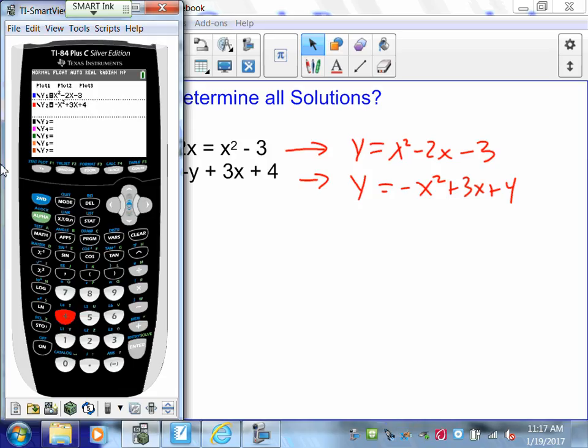Yeah? Hit graph. And too close. So how do I get out of that? Zoom 6. Wait till it's done graphing. Still going. All right. So hit zoom 6 to see the whole thing.